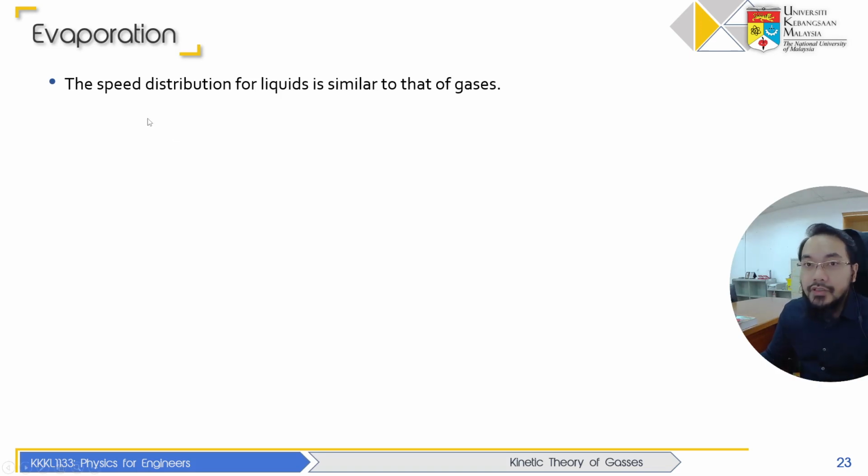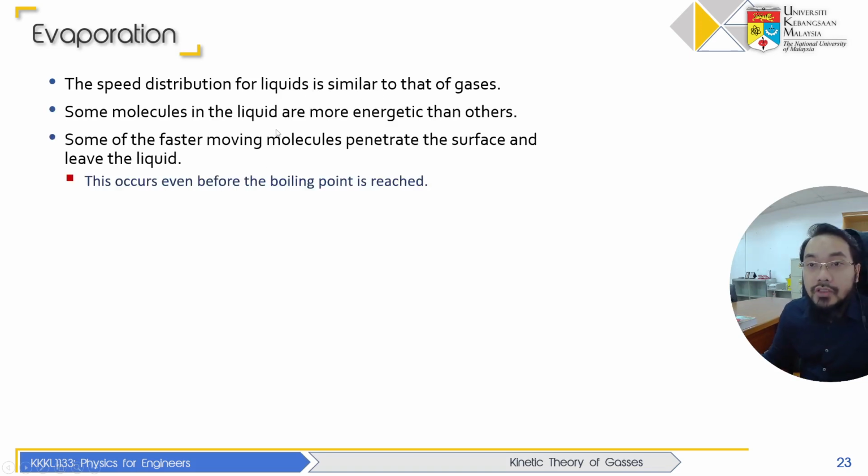All right, so the speed distribution for liquid is similar to that of gas. Some molecules in the liquid are more energetic than others. Some of the faster moving molecules penetrate the surface and leave the liquid. So speed distribution of liquid, what does it mean?